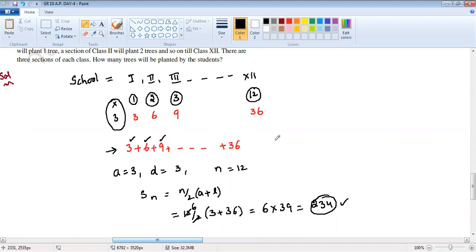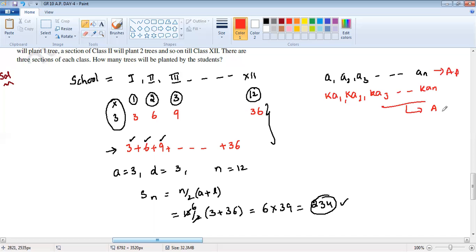So from here, we can conclude one thing. When the given sequence, for example A1, A2, A3, and so on, AN, is multiplied with a fixed number, suppose K, it becomes KA1, KA2, KA3, and so on, KAN. The original sequence is already in AP, and they are asking what about the new sequence. This sequence also will be in AP. So remember, when you multiply with a fixed number, definitely the result also will be in AP. So this is a proven way.